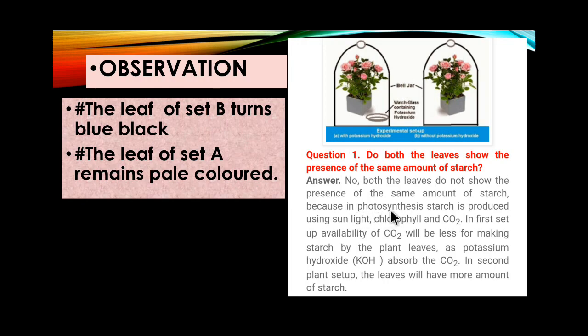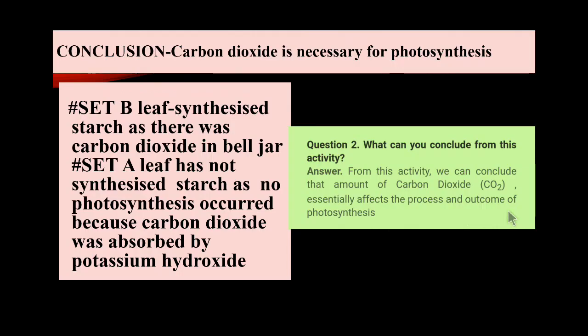Why? Because in photosynthesis, starch is produced using sunlight, chlorophyll and carbon dioxide, and in the first setup, the availability of carbon dioxide will be less for making starch by the plant leaves, as potassium hydroxide absorbs the carbon dioxide. But in the second setup, the leaf will have more starch because there is no potassium hydroxide, so no absorption of the carbon dioxide. Okay, now next one is, what can you conclude from this activity? Okay, so you can conclude that carbon dioxide is necessary for photosynthesis.